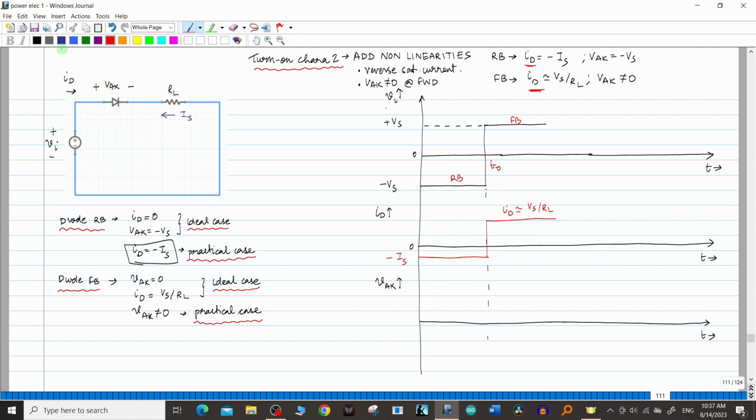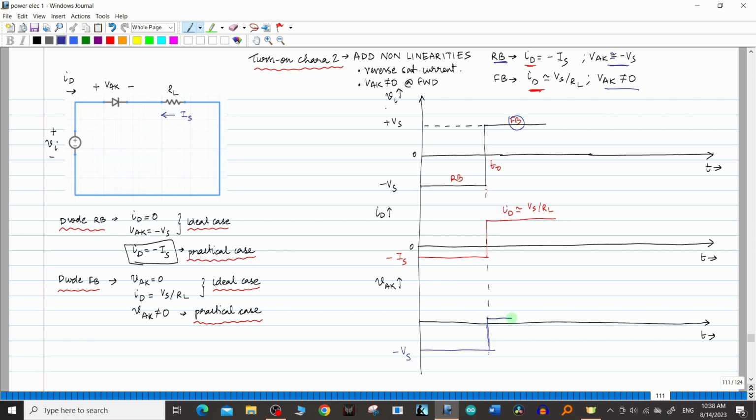Now let us draw the graph of VAK. Now in the reverse bias condition, VAK is equal to minus Vs. We are taking it directly like that. I can also write it as almost equal to minus Vs, but for all practical purposes, it will be equal to minus Vs. Okay. Now, the important thing is the forward bias condition. In the forward bias condition, in the earlier case VAK was equal to 0, but in this case VAK will not be equal to 0. It will have a finite value.